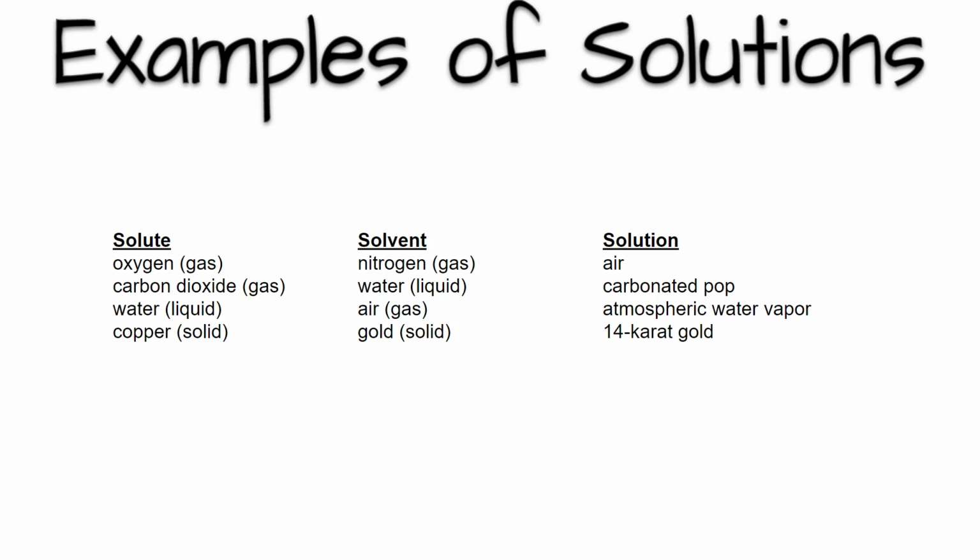Here are a couple examples of different solutions as we take a look at the solutes and the solvents that make up each. For example, if we take a look at air, we are combining the gas oxygen as a solute with the gas nitrogen as a solvent. Carbonated pop has us mixing carbon dioxide, a gas, with water, a liquid. Atmospheric water vapor has us mixing water, which is a liquid, with air, which is a gas. And 14-karat gold is generally a combination of copper, which is a solid, and gold, which is another solid, making it an alloy.